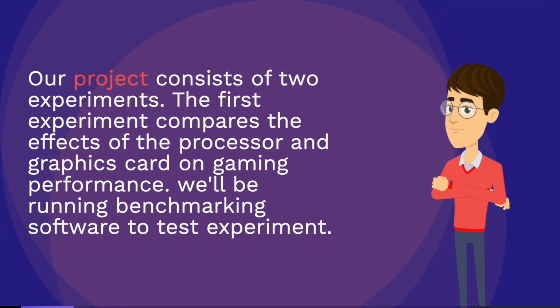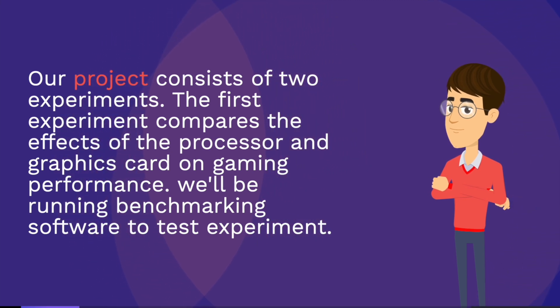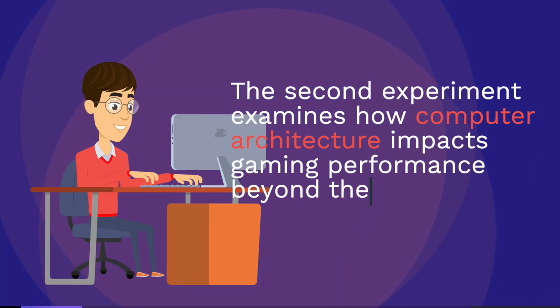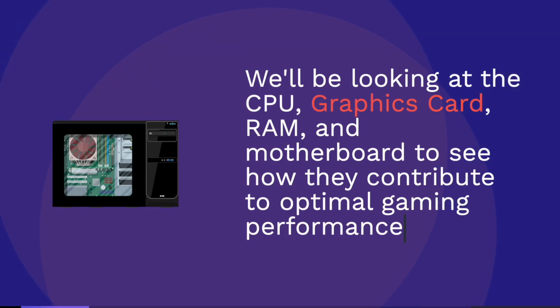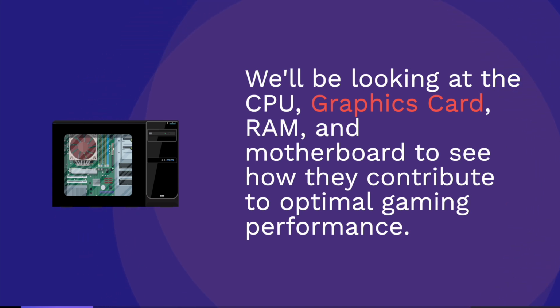Our project consists of two experiments. The first experiment compares the effects of the processor and graphics card on gaming performance. We'll be running benchmarking software to test the experiment. The second experiment examines how computer architecture impacts gaming performance beyond these two components. We'll be looking at the CPU, graphics card, RAM, and motherboard to see how they contribute to optimal gaming performance.